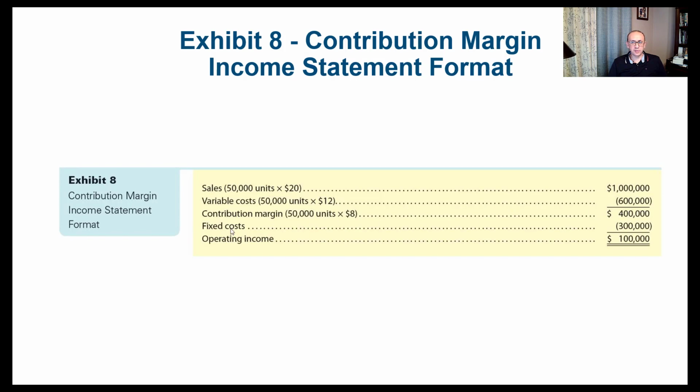Then the fixed cost here is 300,000, so the remainder is operating income of $100,000. So that's how this is presented, and we can see how the contribution margin helped us to cover our fixed cost and our operating income. The total of these two values is the $400,000.